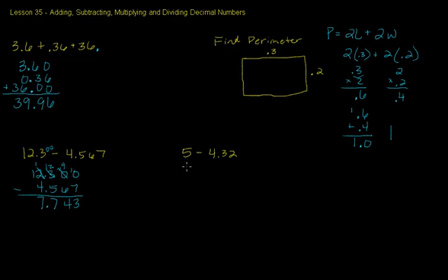Same thing here. This is 5.0. We can add as many zeros as we need. Minus 4.32. Decimals are lined up. Okay, we have to borrow. 10 minus 2 is 8. 9 minus 3 is 6. Bring down the decimal. 4 minus 4 is 0. Bada bing, bada boom.